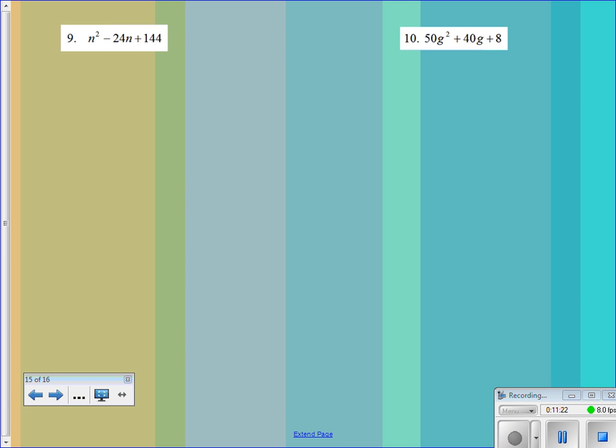First of all, I see that each of those numbers are even. You know what that tells me? That tells me I can pull out at least a greatest common factor of 2. And it turns out that 2 is the largest greatest common factor I can take out. So I'm going to divide each of these by 2. When I do that, I'm left with 25g squared plus 20g plus 4.